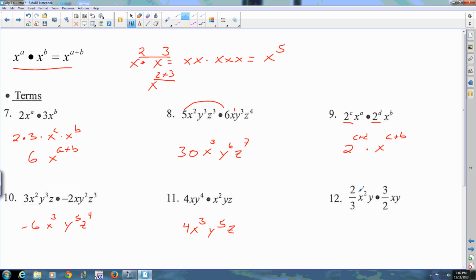Multiply the coefficients just because they're fractions. You know, don't wig out on me and think you do something different. These are reciprocals, so you get 1. X squared times x to the first is x cubed. Y to the first times y to the first is y squared.